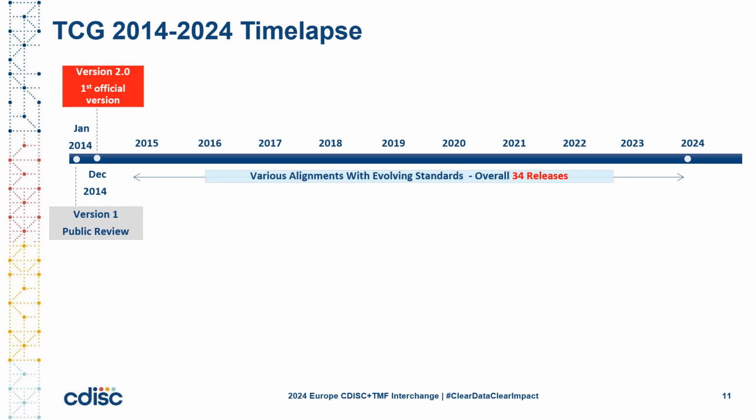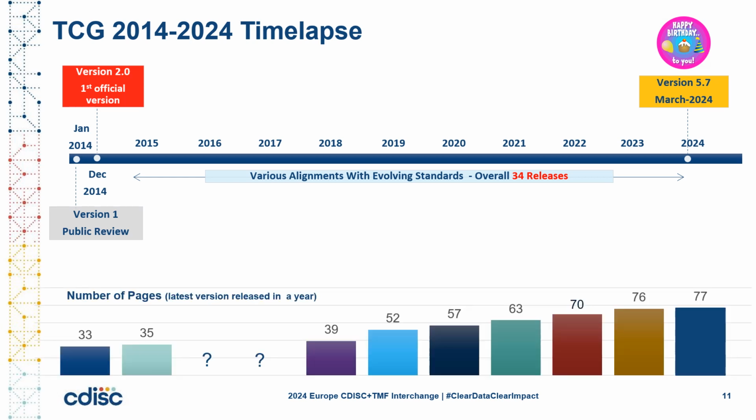And since January 2014, more than 30 versions were released. As you may know, the FDA expects to release at least 2 versions every year, one in March and one in October. The last version, version 5.7, was just released last March. You can also see how the number of pages increased throughout the years, and now we have a guidance that has more than double the number of pages that we had in January 2014.